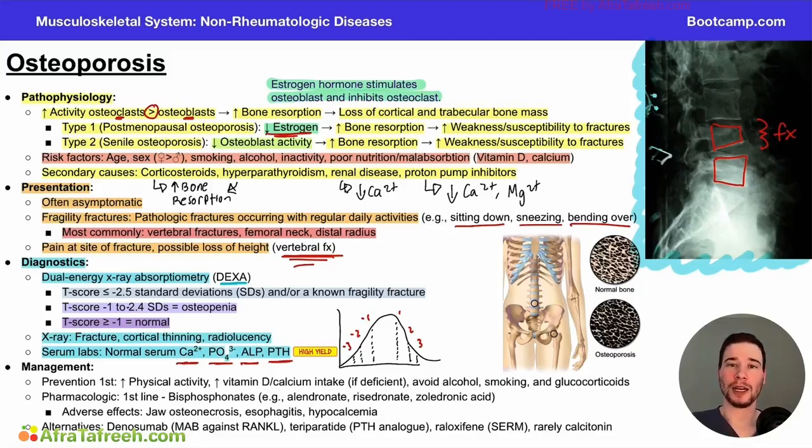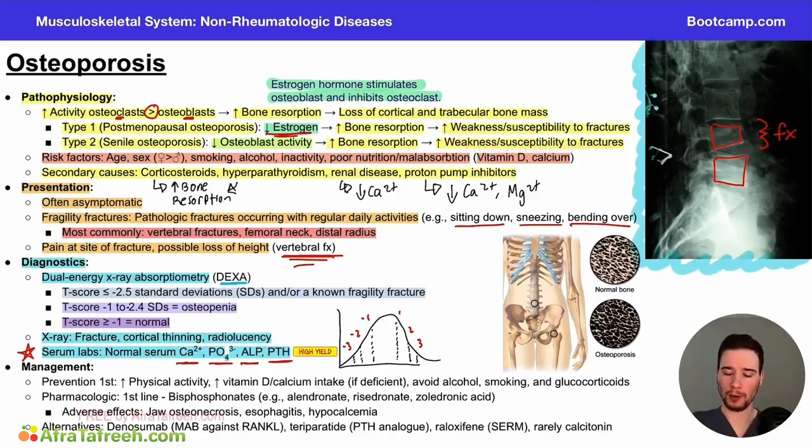Well, the very unique one that I need you to know is that with osteoporosis, although we think there's going to be serum abnormalities, there's actually typically not. We would expect to see normal serum labs. And we'll talk about, in some of our upcoming videos, different conditions in which we will see some differences in calcium, the ALP, and the PTH, or the phosphate as well.